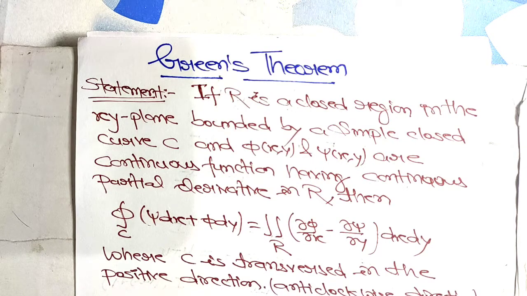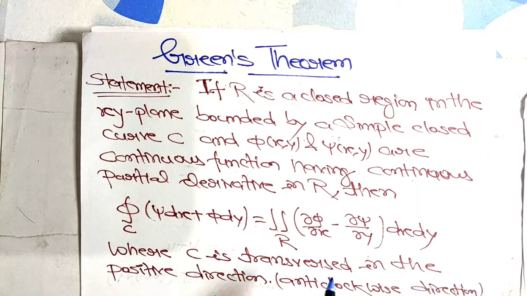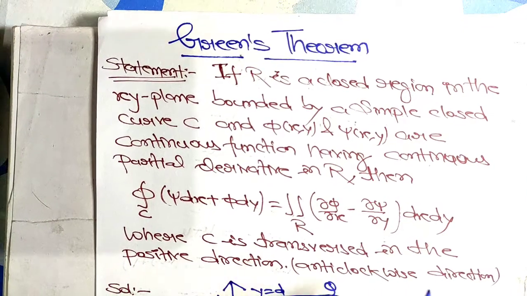Green's theorem, which is one of the important theorems for BSc and MSc at the same time. Okay, let's see the statement. If R is a closed region in the xy plane bounded by a simple closed curve C, and phi(x,y), psi(x,y) are continuous functions having continuous partial derivatives in R, then the line integral of psi dx plus phi dy is equal to the surface integral over R of (del phi upon del x minus del psi upon del y) dx dy, where C is traversed in the positive direction, that is, anti-clockwise direction.